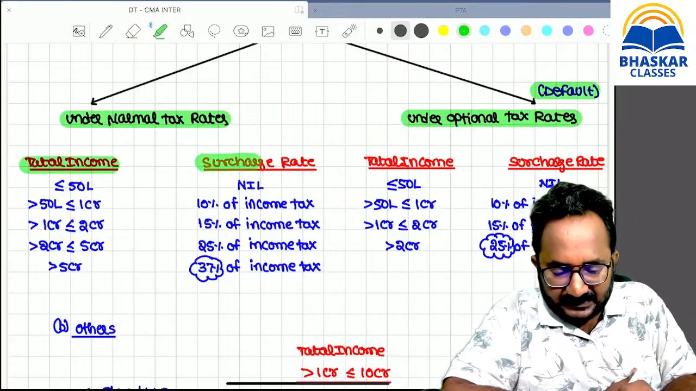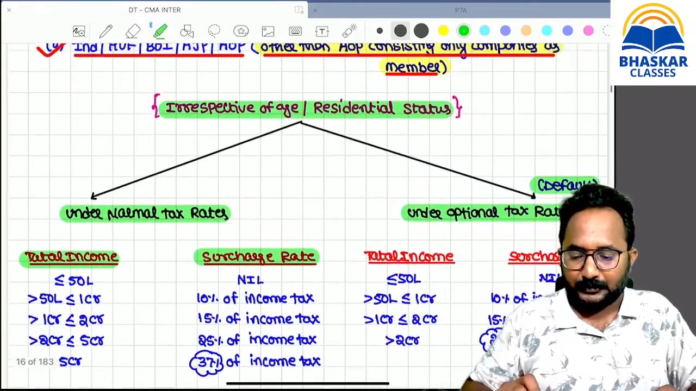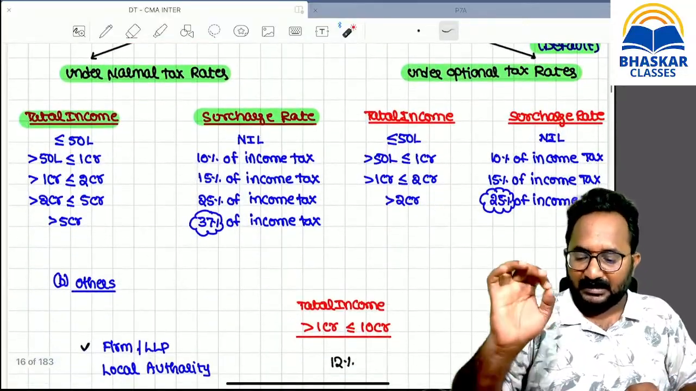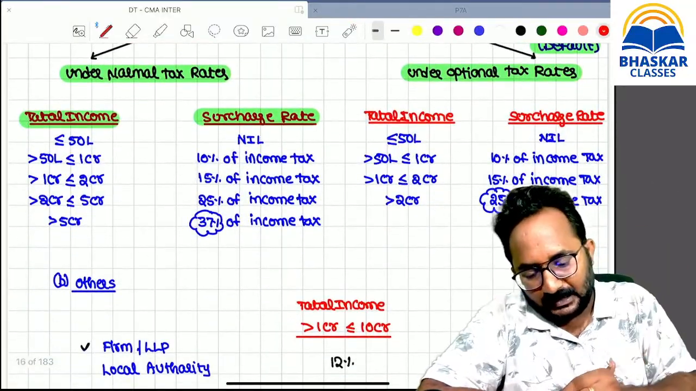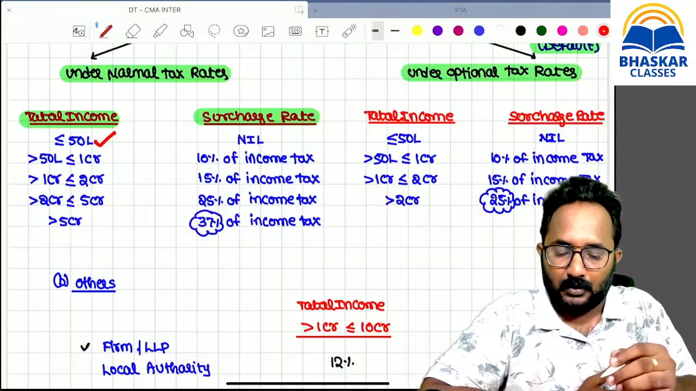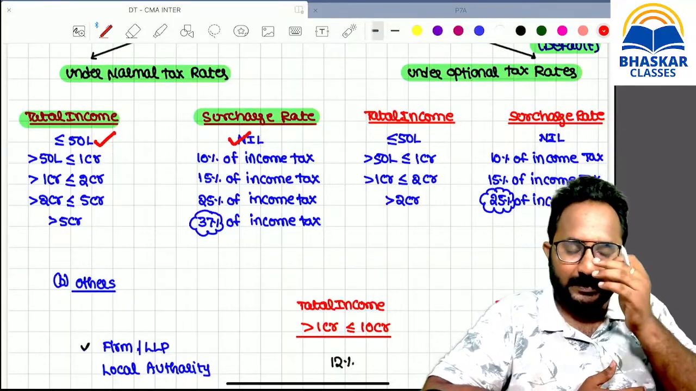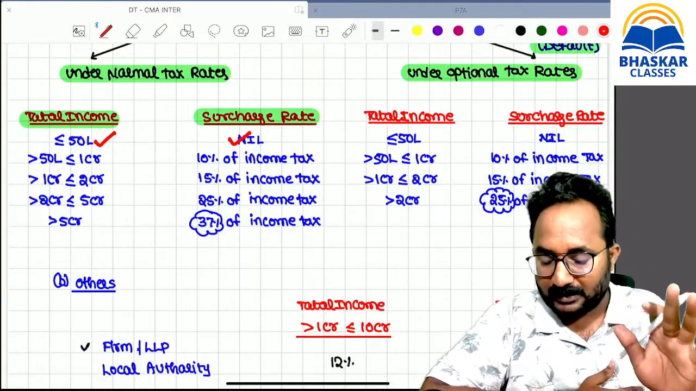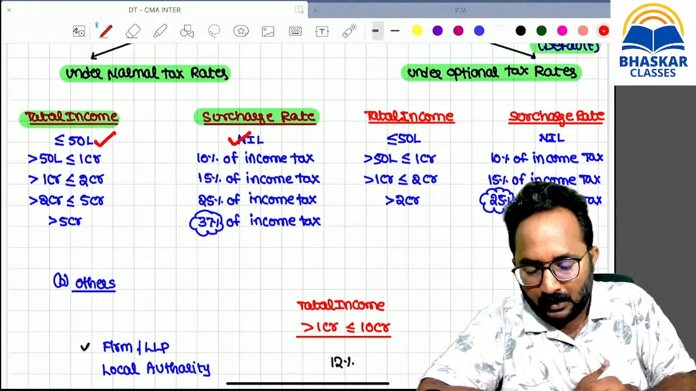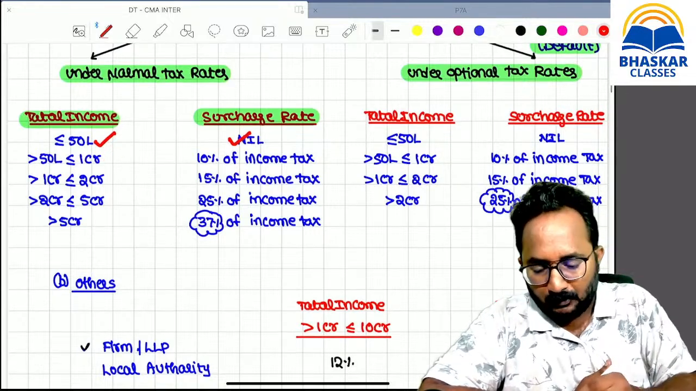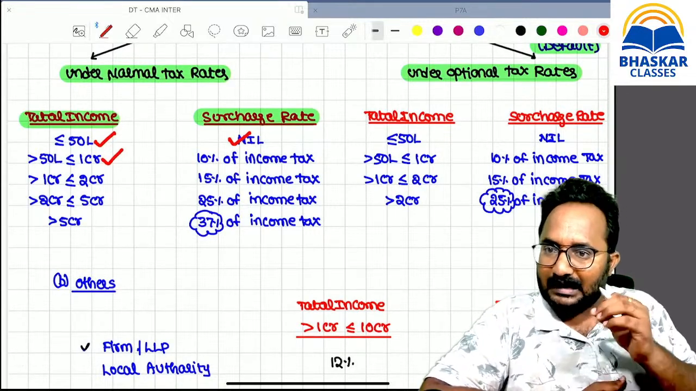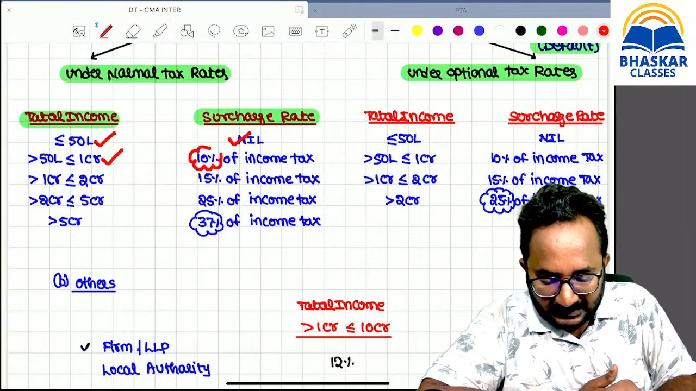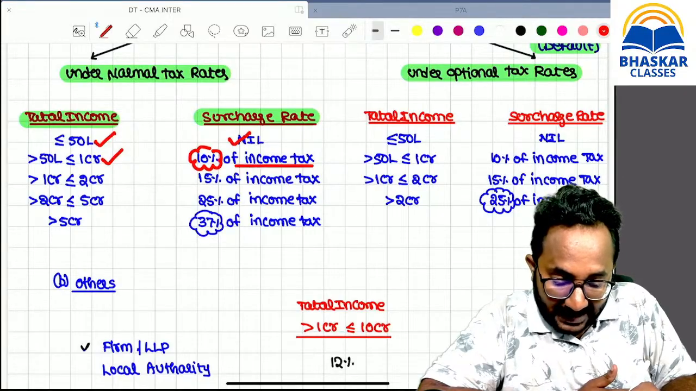So first we can discuss the surcharge rates for the individual, HUF, AOP, BOI, AJP under normal tax rates. If the income is less than or equal to 50 lakh, no need to pay surcharge, because you are considered poor. Equal to 50 lakh also not required. More than 50 lakh and less than or equal to 1 crore, then you have to pay 10% of your income tax as surcharge.